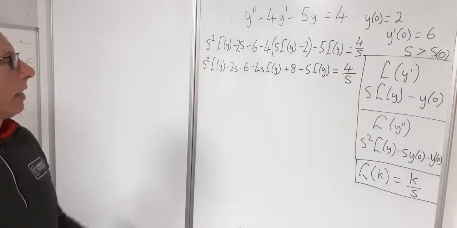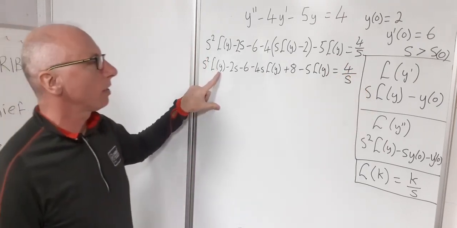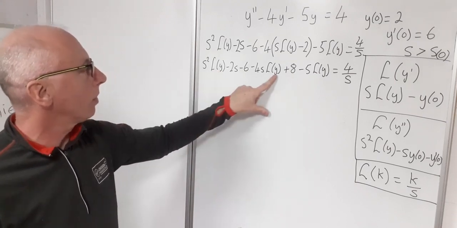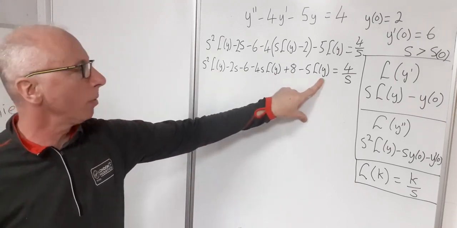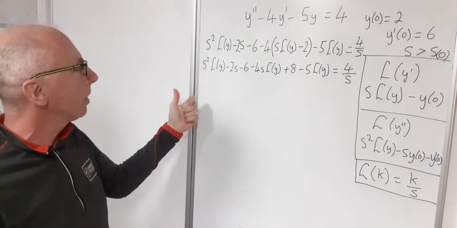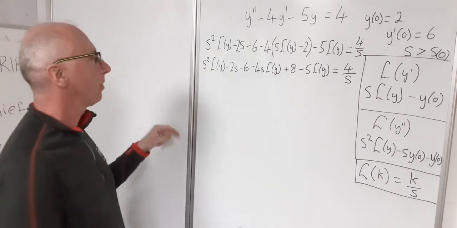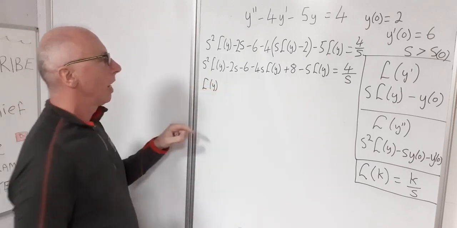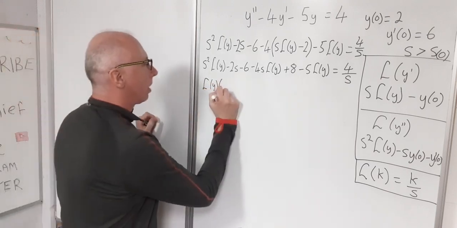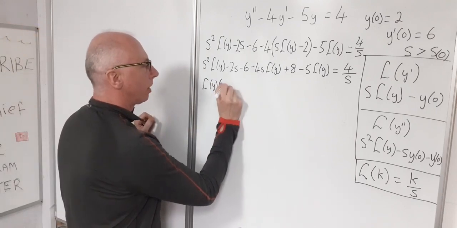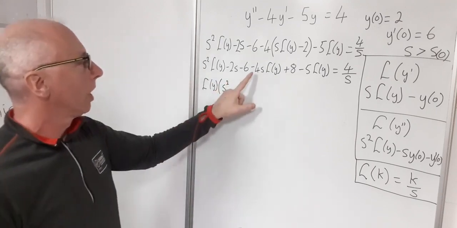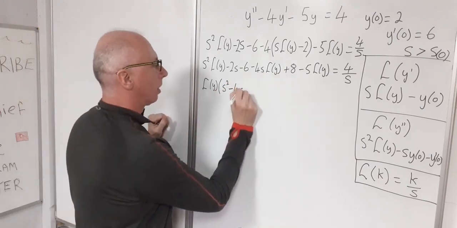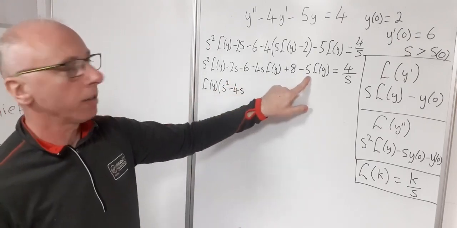Okay, right. Now I can see here my goal is to find this Laplace of y in the first instance. I can see I've got three terms with the Laplace of y. So I'm going to factor those terms out on the left hand side of this equation. If I take out the Laplace of y, next to that I've got s squared, that's the first term. The next one I've got is minus 4s, and here I've got minus 5.